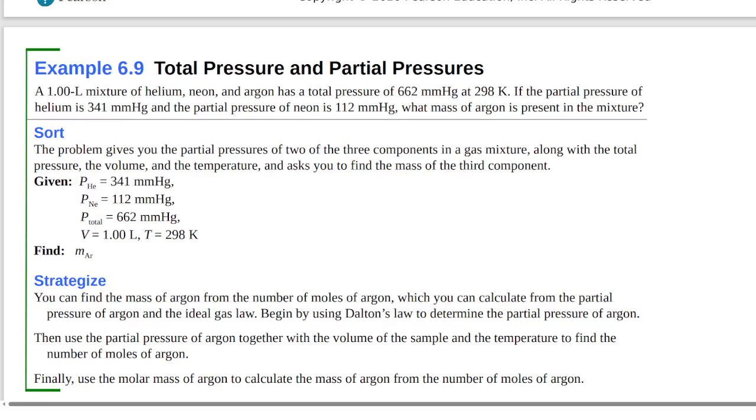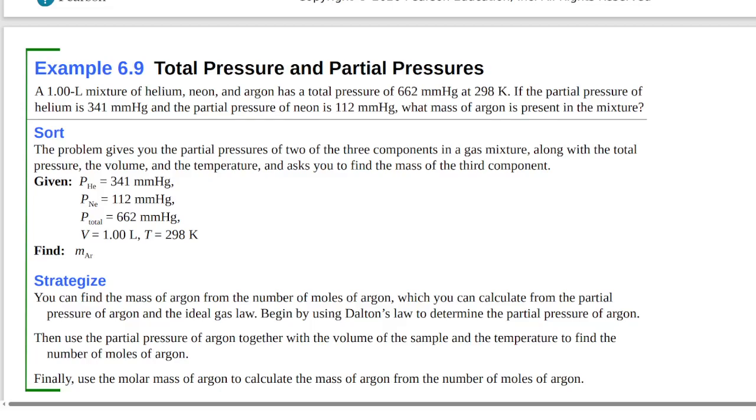Next, we'll work problem 6.9, which deals with partial pressures. A 1-liter mixture of helium, neon, and argon has a total pressure of 662 millimeters of mercury at 298 Kelvin. If the partial pressure of helium is 341 millimeters of mercury, and the partial pressure of neon is 112 millimeters of mercury, what mass of argon is present in the mixture?